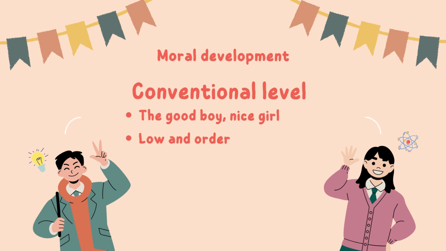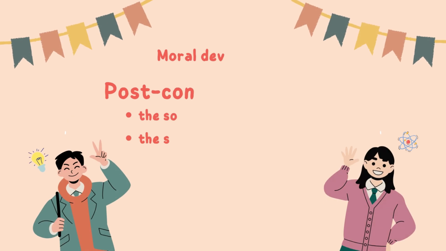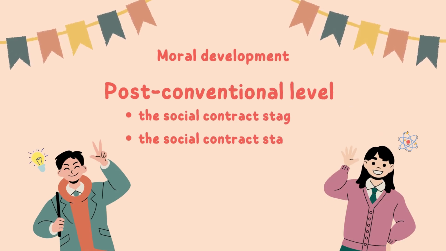Post-conventional level is the third level with two stages. The Stage 5 social contract. People recognize that laws are important but may not be perfect, and they prioritize the greater good. For example, advocating for policy changes to promote social justice.